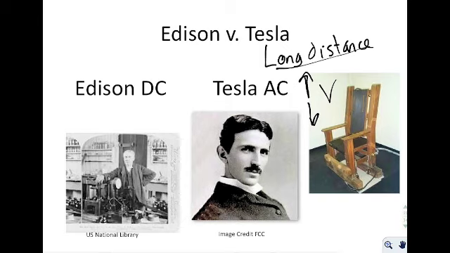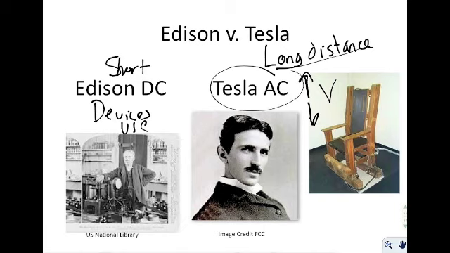Edison, on the other hand, believed in direct current, because this is what devices ultimately use. Devices generally use direct current. The problem with direct current is it only operates over short distances, and since it only operates over short distances, you have to have several power plants throughout. You can't put one power plant outside of a city and bring power to it. You have to have multiple within the city itself. So because of that, we use alternating current.